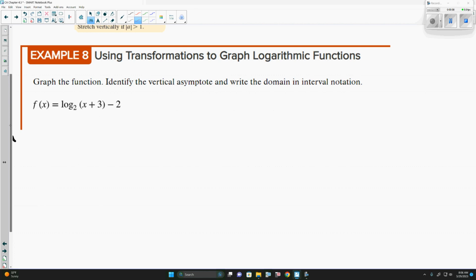horizontal and vertical shift. Because if we look at this function, we have plus 3 inside the parentheses, which means it's going to move the function 3 units to the left. But since it's plus 3, it's the opposite of what we think. It moves it 3 units to the left. And then our minus 2 is going to move it 2 units down.